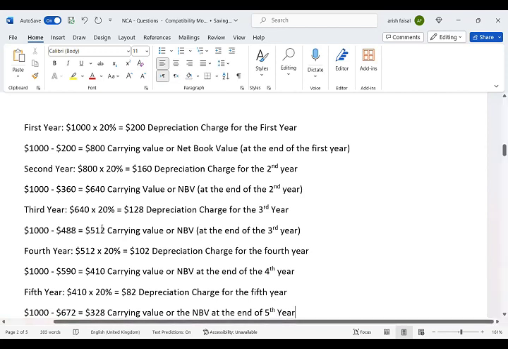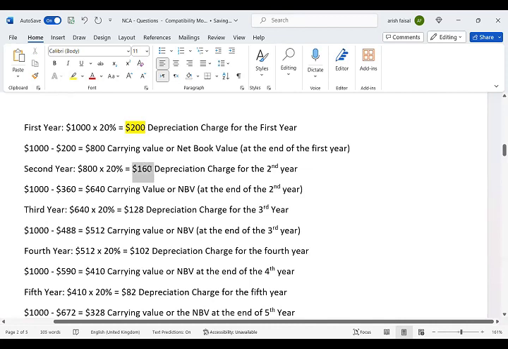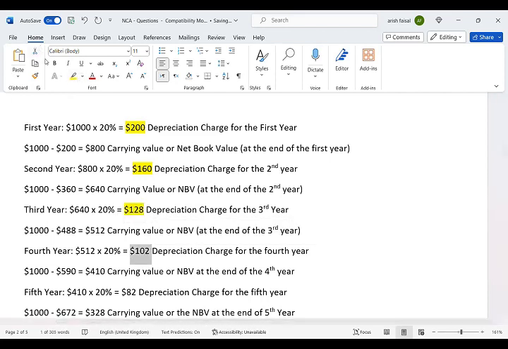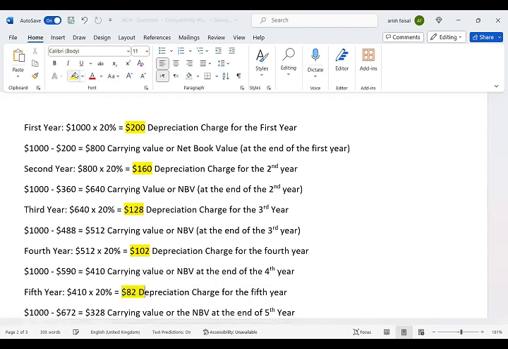So as you can see in this question, the amount of depreciation was higher in the initial years. It was 200 in the first year, then 160 in the second year. And you can see the amount of depreciation is getting lower as the years pass by. So it is charging a higher depreciation in the initial years as compared to the later years, where the depreciation amount goes lower.